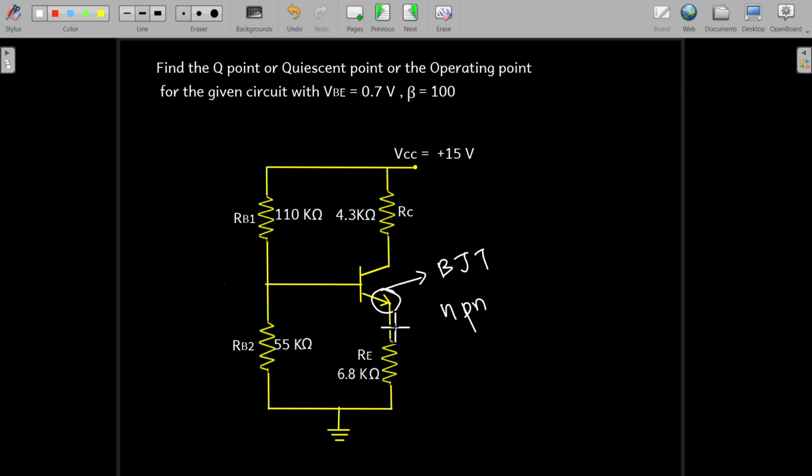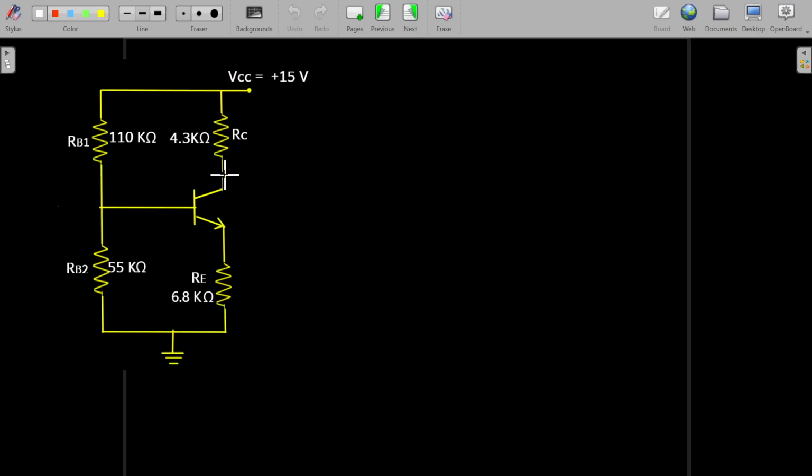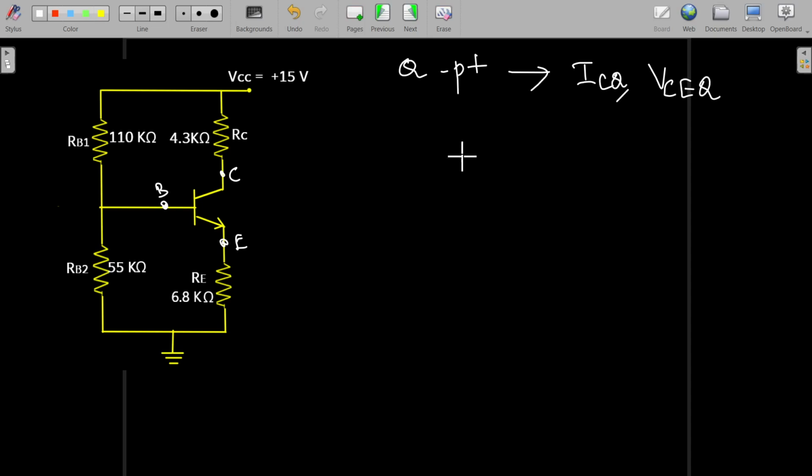So now we are going to mark the terminals. This is the collector, this is the emitter, and this is the base of this transistor BJT. And this Q point or operating point is nothing but IC and VCE. At the quiescent point, it is taken as ICQ and VCEQ.